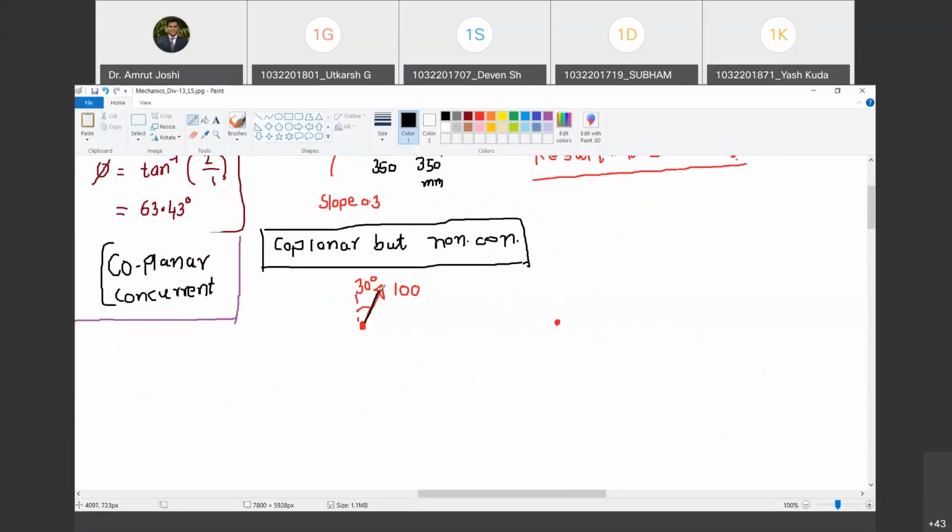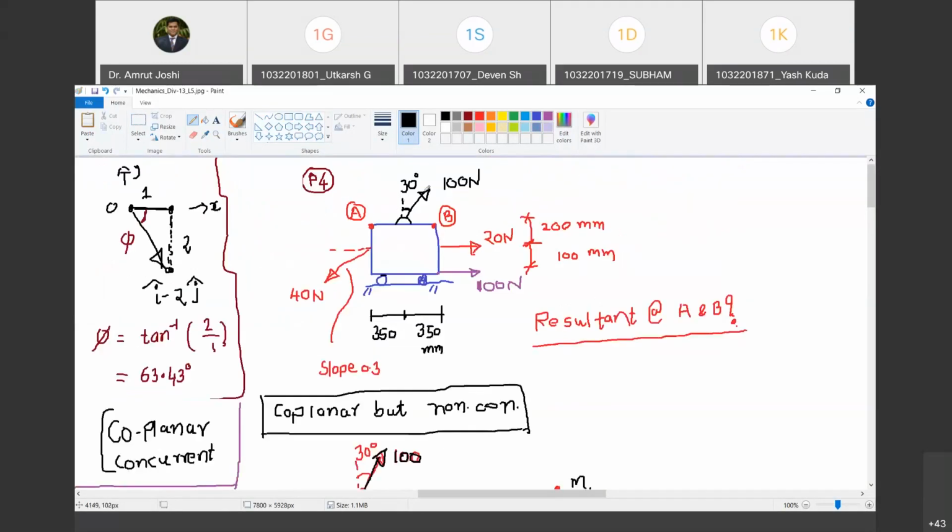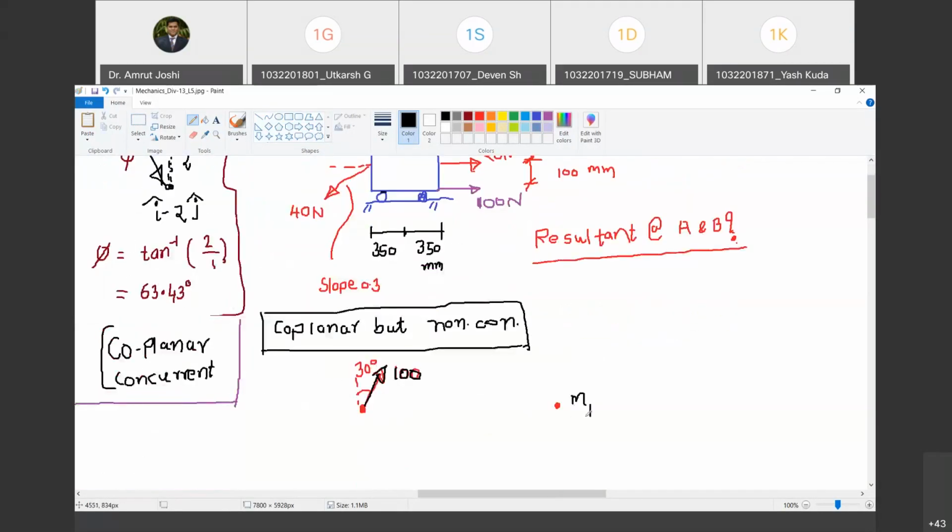So let us say this is the 100 Newton force at an angle of 30 degrees, and the moment corresponding to 100 Newton, let me call it M1. Are you with me? Yes, sir. I don't know its sense right now, whether it is clockwise or anti-clockwise. I will decide that later. I will simply mention at this point, due to this 100 Newton, not only 100 Newton prevails, there is also some moment M1. Do you agree with me?